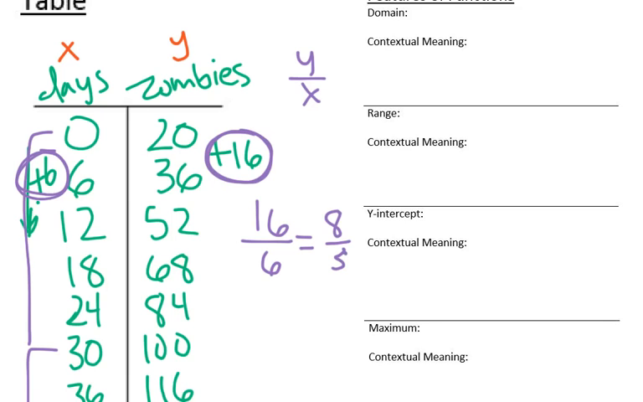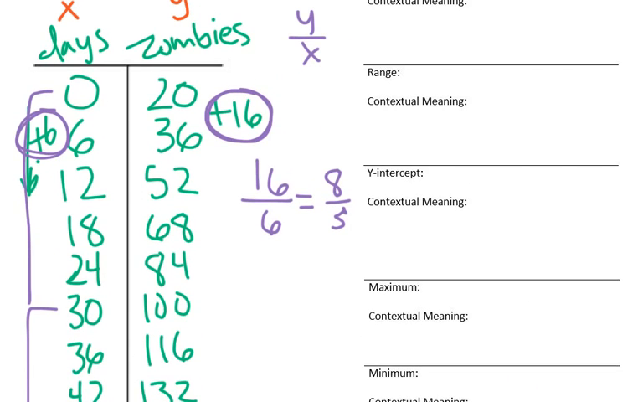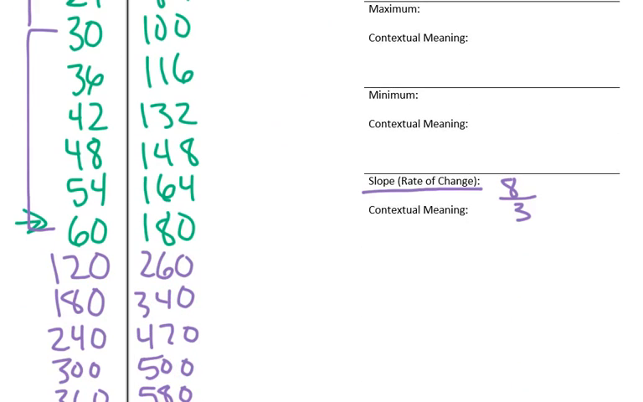Which corresponds with that rate of change. It's 8 over 3. Okay, well, what does that mean? We'll look at our table. The 8 came from the 16, that's the number of zombies. The 3 comes from the 6, that's the number of days. So, essentially, I'm having 8 new zombies every 3 days. Okay?